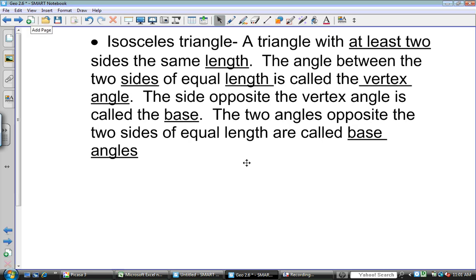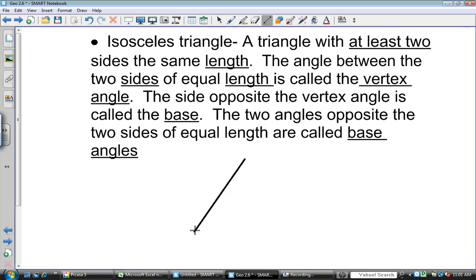An isosceles triangle, this is a big definition just because there's a few other definitions inside. An isosceles triangle is a triangle with at least two sides of the same length. The angle between the two sides of equal length is called the vertex angle. So let's stop there. Let's try to draw this out.